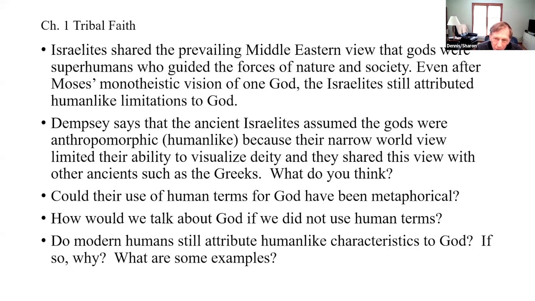Now, his assumption is that the gods were human-like because the Israelites had a narrow worldview limited by their ability to visualize deity. And this is just like the Greek gods, the belief of the Greeks and their gods. But I've kind of wondered, when they use all these human terms, were they sometimes being metaphorical? Or did they have a literal belief in a physical body for God, like God on the Sistine Chapel ceiling, looks just like us?